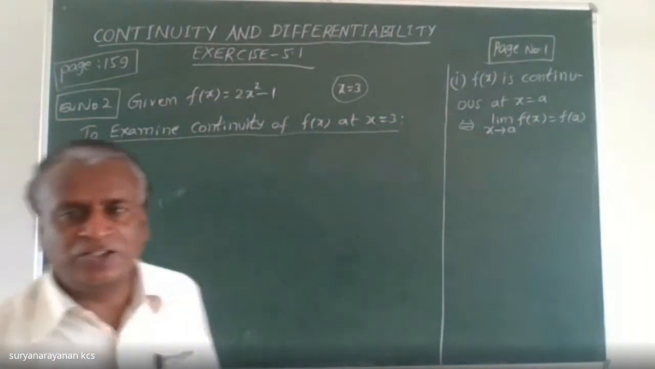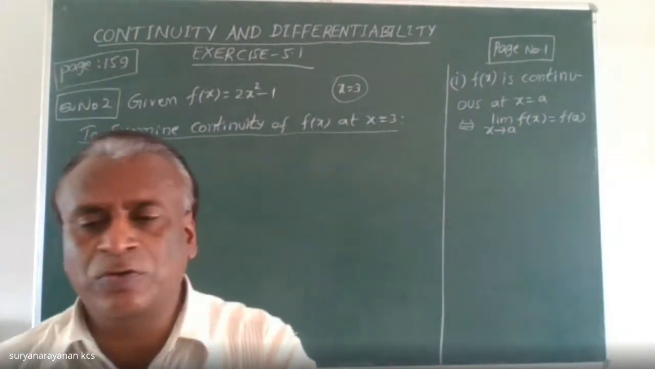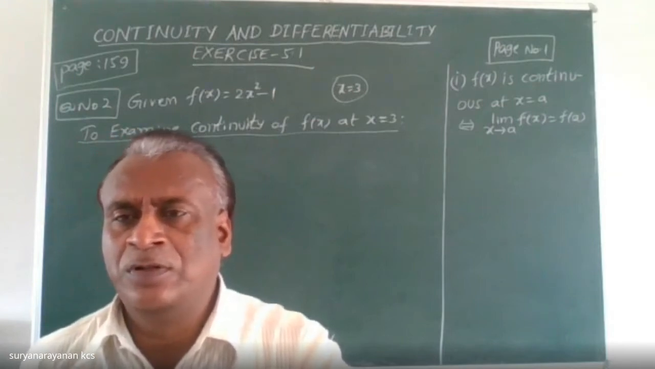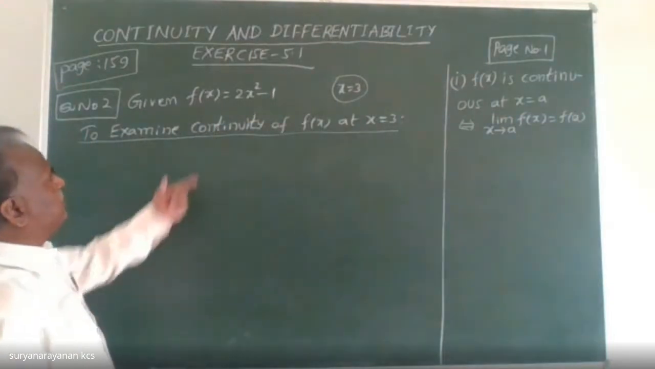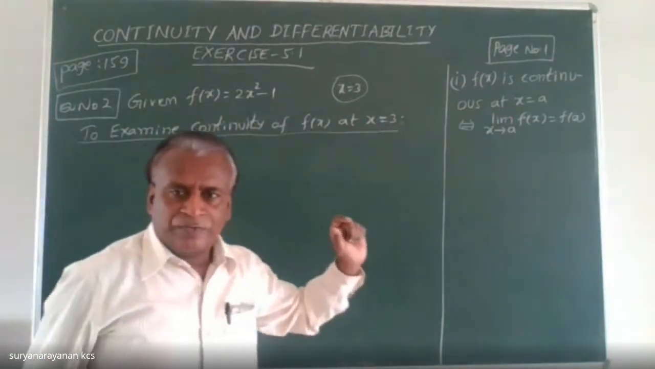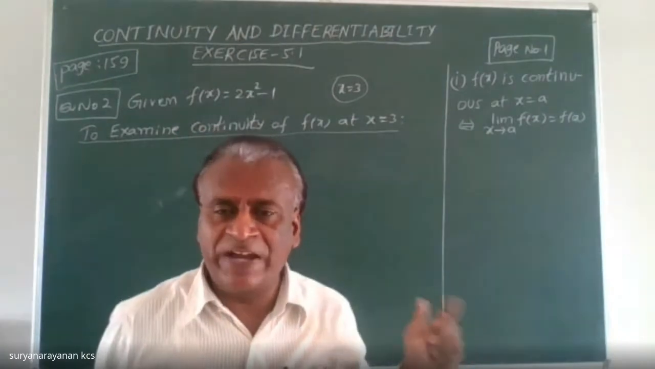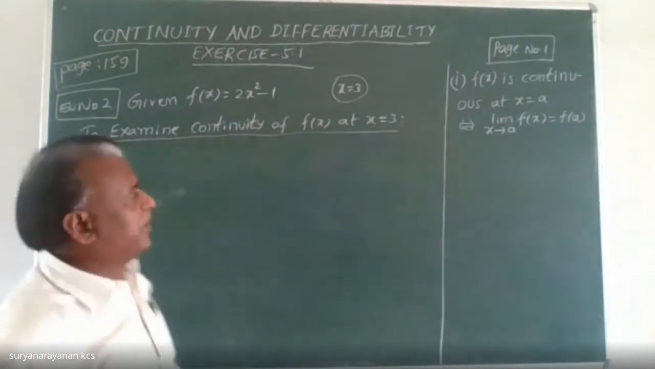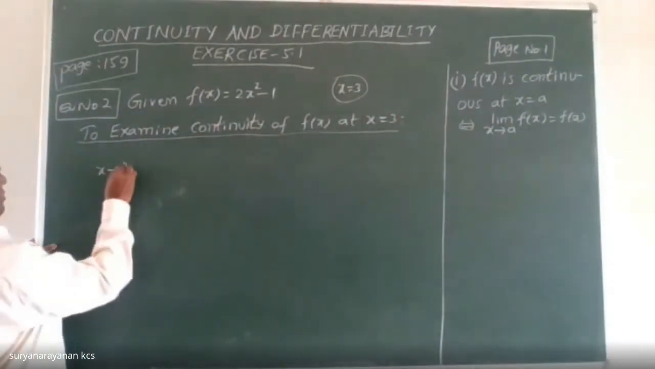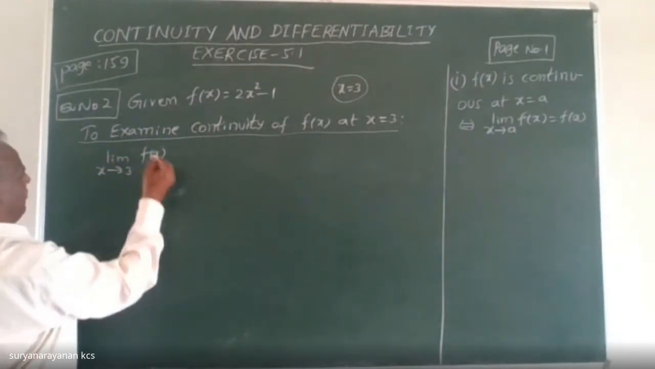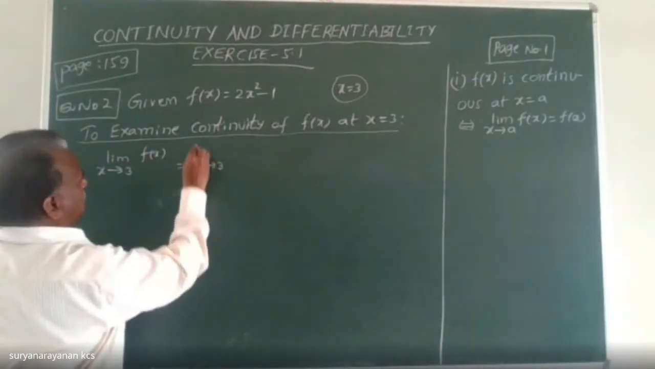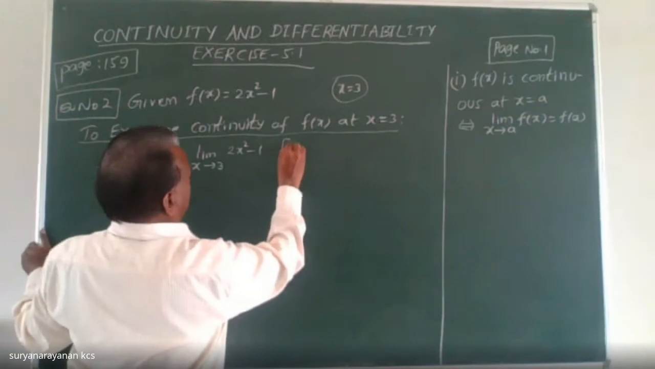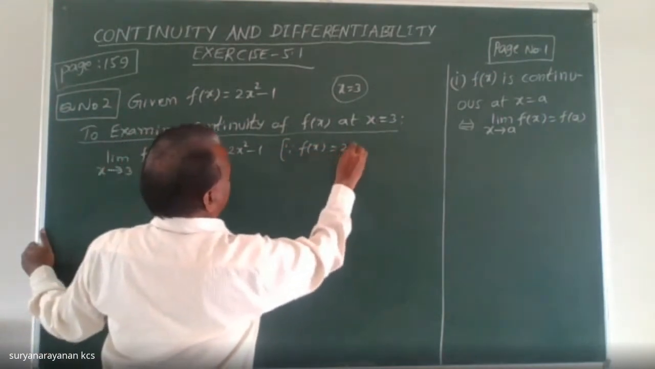To examine the continuity of f of x at x is equal to 3, what should we find first? As x tends to 3, the limit of f of x. That is equal to, as x tends to 3, limit of 2x square minus 1, because f of x is equal to 2x square minus 1.